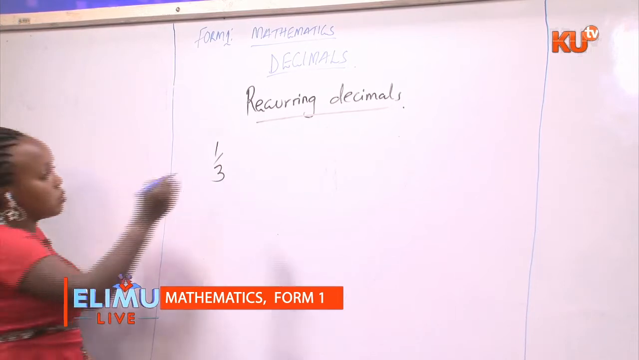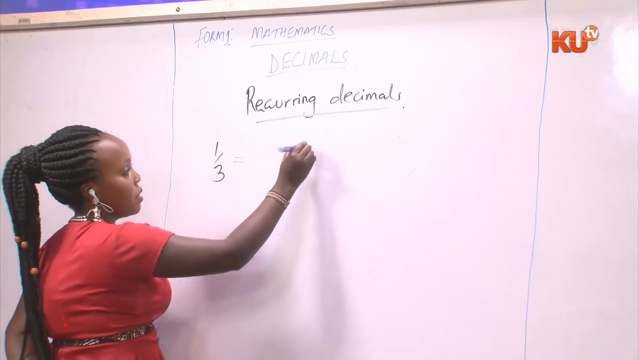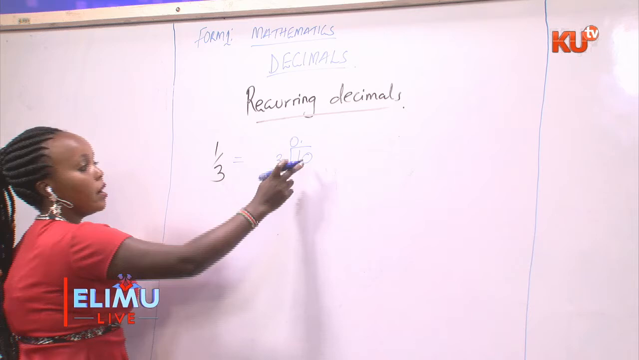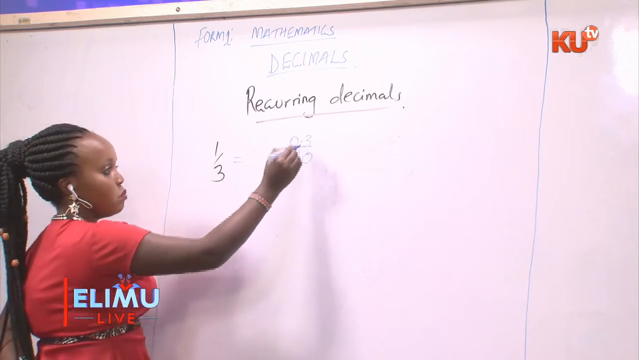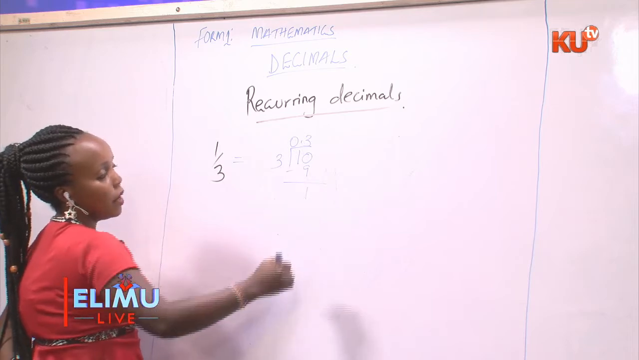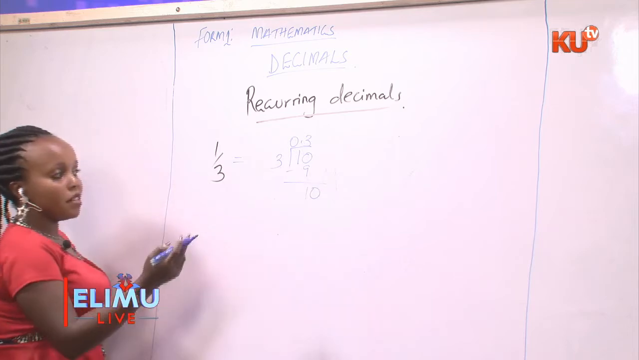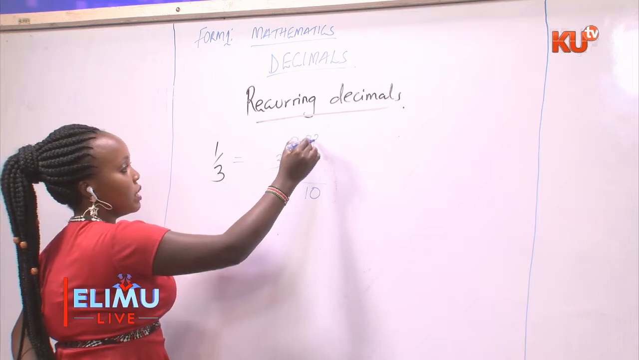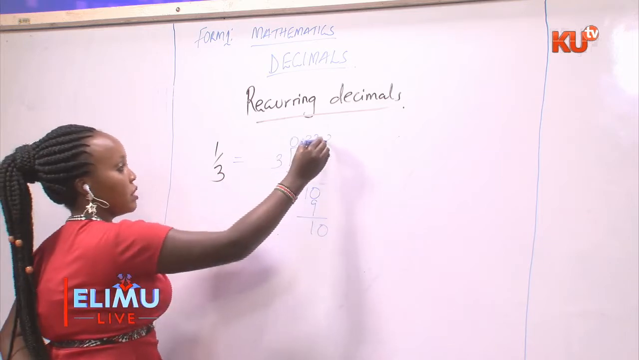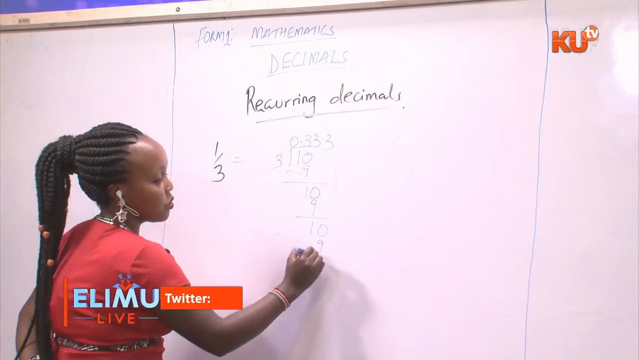As we said earlier, we're going to take 1 divided by 3. So this will be 0. We add a 0 here. 10 divided by 3, it is 3 because of 9. So we subtract, this will be 1. We add another 0. 10 divided by 3, again it will be 3 because of 9. 1, 0. 10 divided by 3, it will be 3 because of 9. So we'll just continue like that.